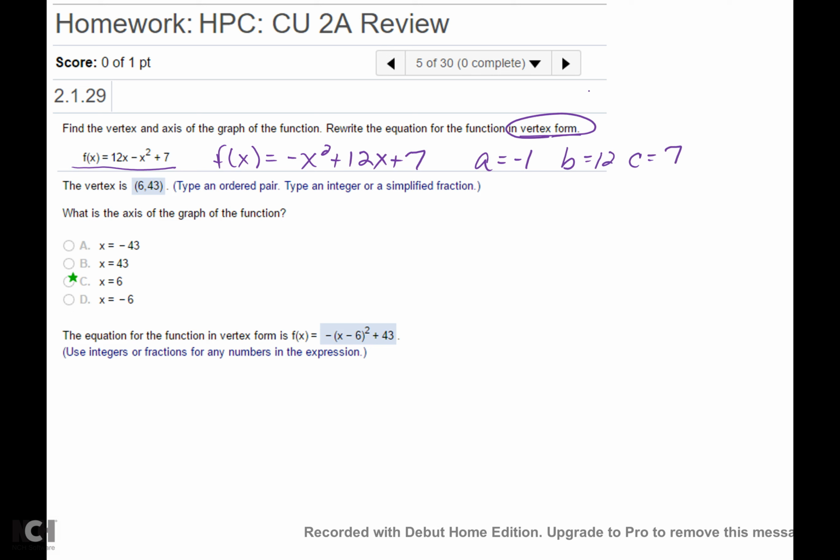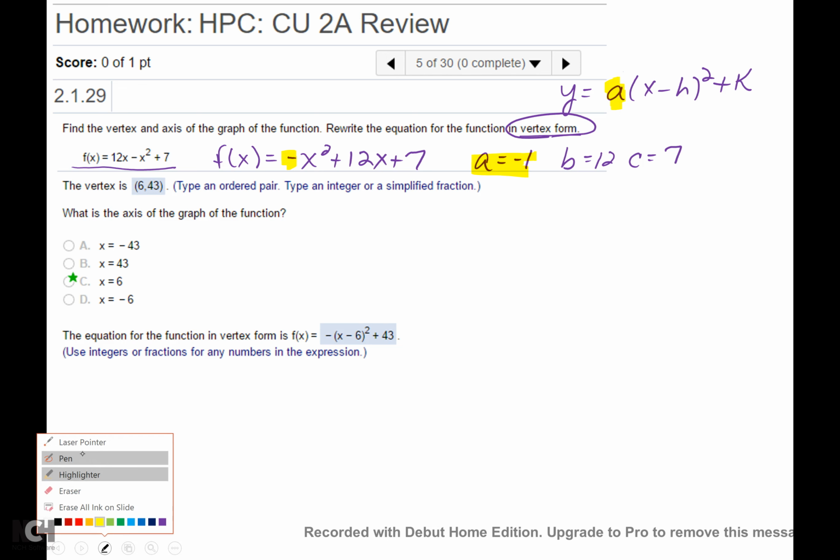I'm supposed to get this in vertex form, which is a(x minus h) squared plus k. Well, I know a. A is a. I don't care what form you're in. Okay, a is negative 1 here, so negative 1 is going to go there. Now, my job is I've got to figure out what h and k are.